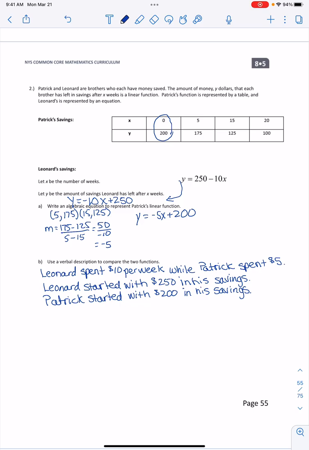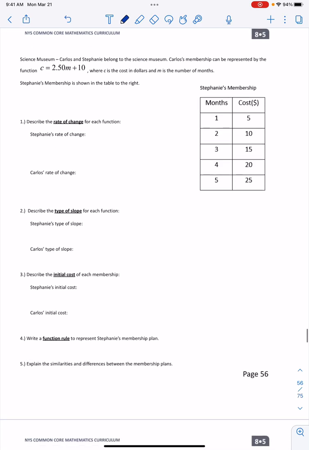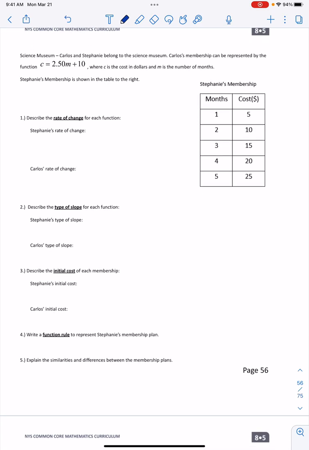So next, we have Science Museum. Carlos and Stephanie belong to the Science Museum. Carlos's membership can be represented by the function C equals 250m plus 10, where C is the cost in dollars and M is the number of months. Stephanie's membership is shown in the table to the right, where x is the months and y is the cost.